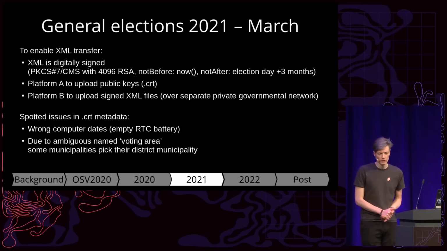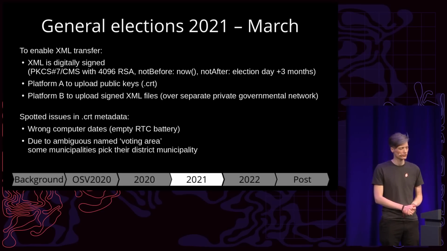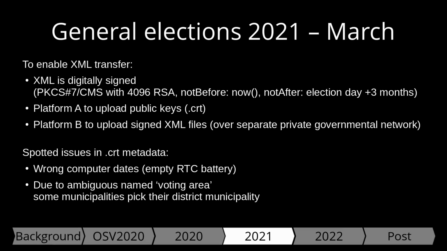And then to enable the XML transfer, our nice German supplier initially created a raw RSA base64 implementation. We changed it a bit by using some decent standards. And we have different platforms, one for the public key infrastructure, one for the signed XMLs over a separate private governmental network called DigiNetwork.